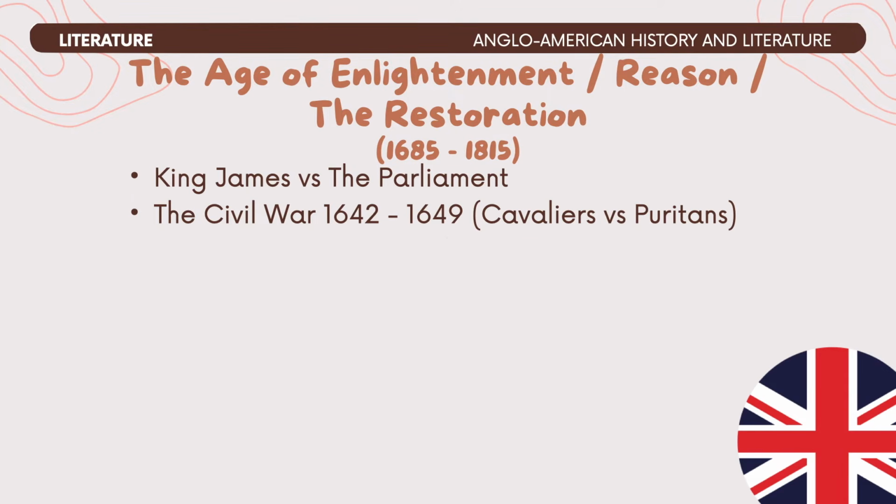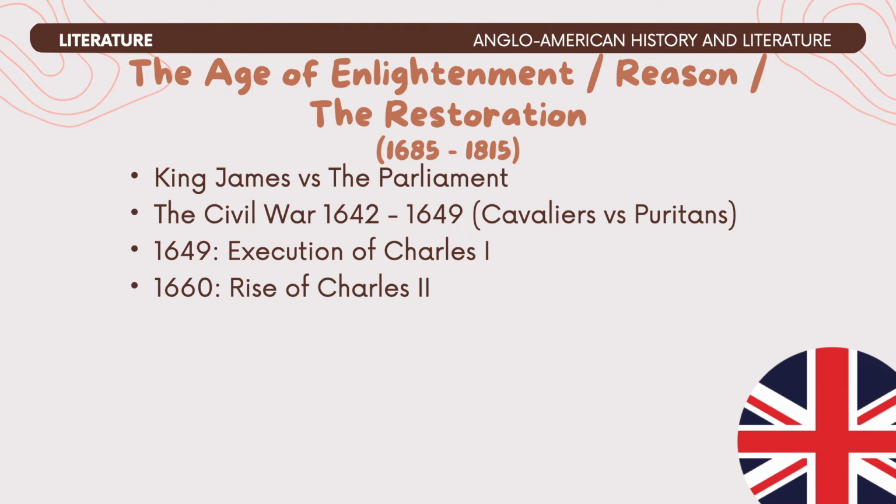In 1649, the Puritans won over the Cavaliers and Charles I was executed. But the Puritans' rule ended in 1660, when Charles II rose to the throne, but the monarch had to share power with the Parliament this time.